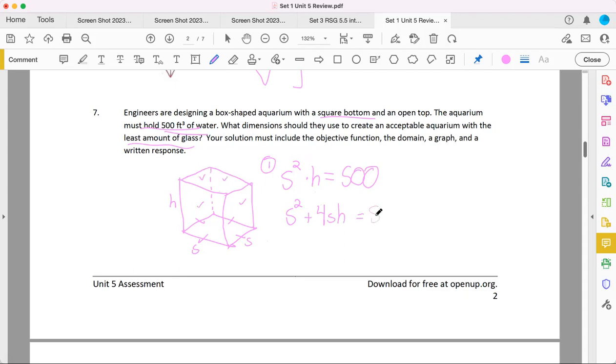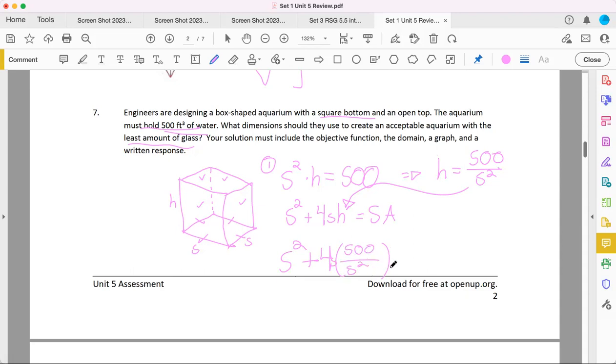And so that'll be your SA. You can then solve this for H, claiming that H equals 500 over S squared, because no matter what, this property should hold. You can then take all this and put it in place of H. And so in a moment, we're going to graph out this S squared plus 4 versions of S times 500 over S squared.